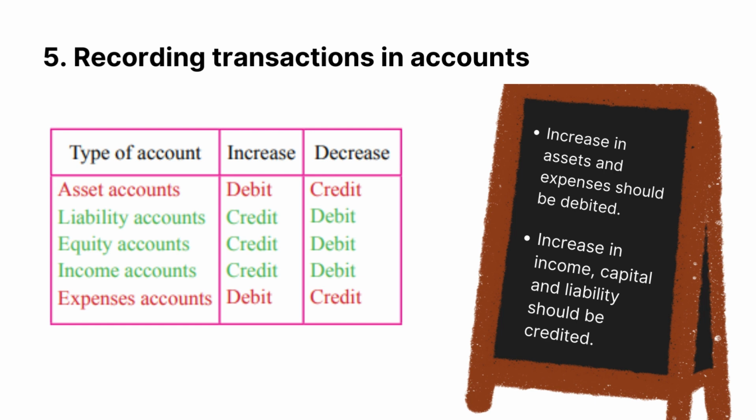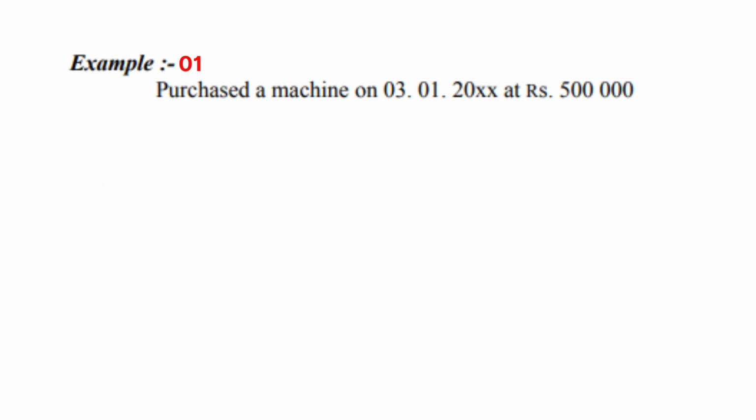But if the value is decreasing, then it is recorded in debit side. Then for expenses accounts, if the value of the expense is increasing, then it's recorded in debit side. But if the value is decreasing, then it is recorded in credit side. So let's look at the examples.